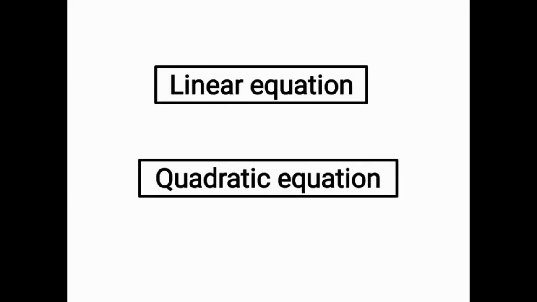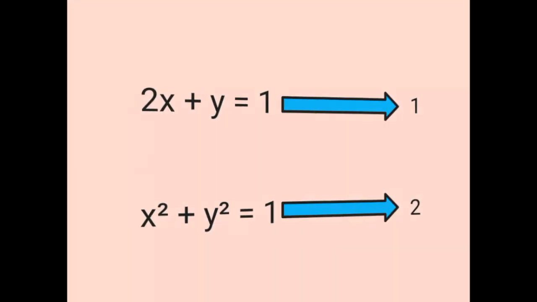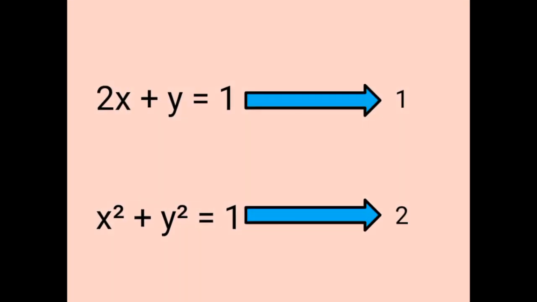To solve simultaneous equations involving one linear equation and one quadratic equation, you need to use a substitution method from the linear equation into the quadratic equation. 2x plus y equals 1 is the first equation. x squared plus y squared equals 1 is the second equation.